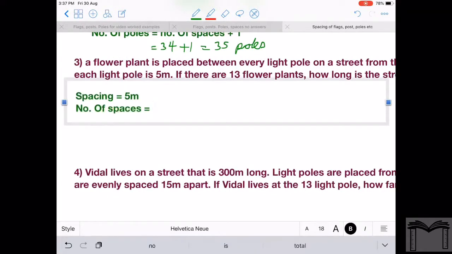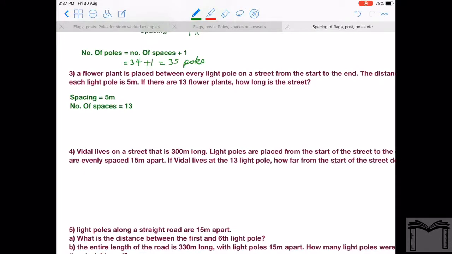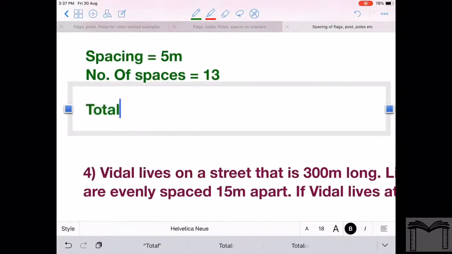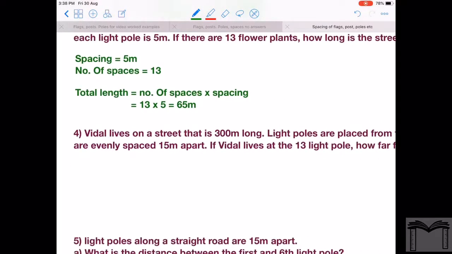So we just determined that the amount of spaces is 13, and we are given that the spacing is 5 meters. The formula tells us that the total length is equal to the number of spaces multiplied by the spacing. So that's 13 by 5. 13 times 5 is 65. So the total length is 65 meters.